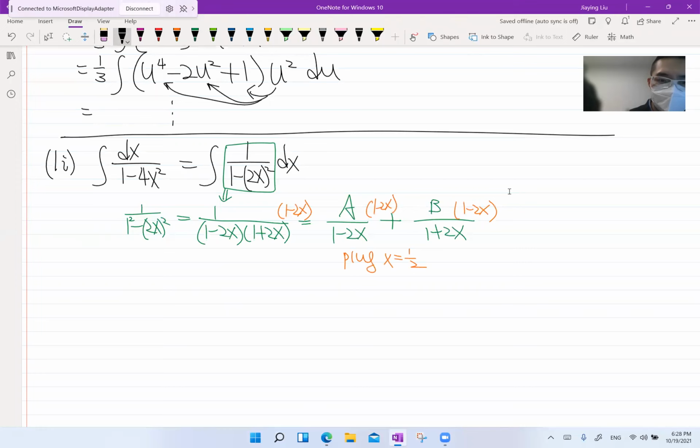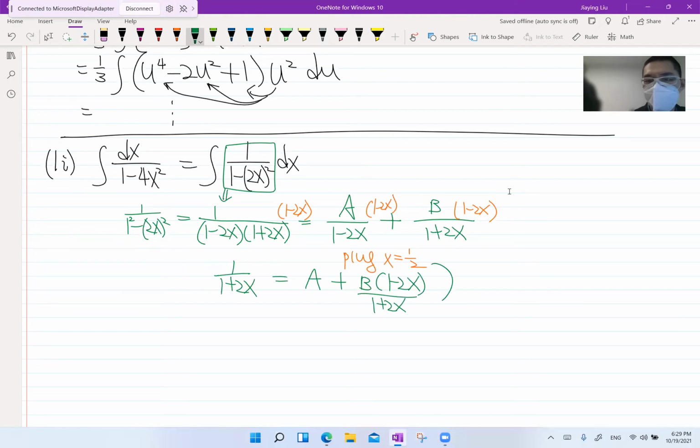So the left side here, I'm going to have 1 minus 2x, remember, cancels with the 1 in the denominator, so I just have 1 left in the numerator. And then 1 plus 2x is 1 plus 2 times 1/2. Maybe I should take 2 steps. Before I plug in x equals half, just multiply by 1 minus 2x to all terms. So I get 1 over 1 plus 2x on the left is equal to a plus b times 1 minus 2x over 1 plus 2x.